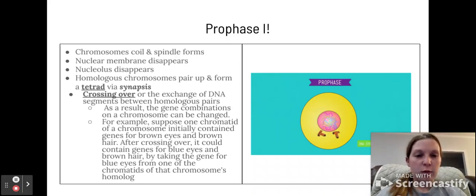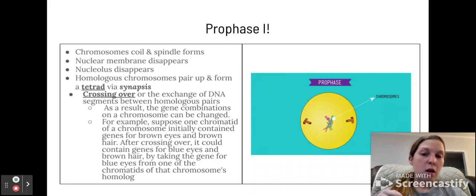So just as an example, and this is in your notes, or should be in your notes, if one chromatid of a chromosome initially contains genes for brown hair and brown eyes, after crossing over, it could contain genes for blue eyes and brown hair by taking the gene for blue eyes from one of the chromatids of that chromosome's homologous or homolog. So you can actually change and express different genes in the offspring than in your parents, but they had to come from somewhere.